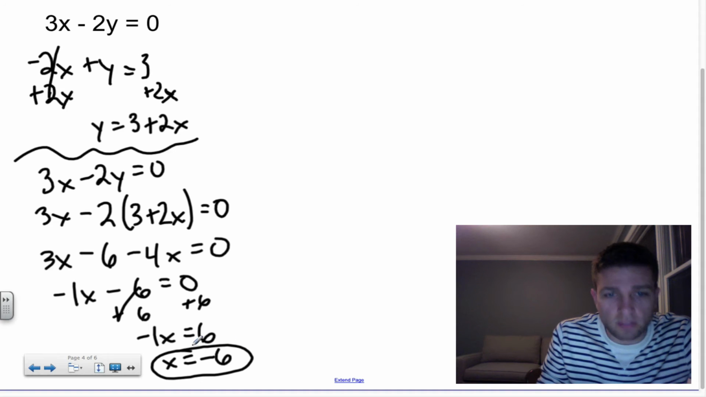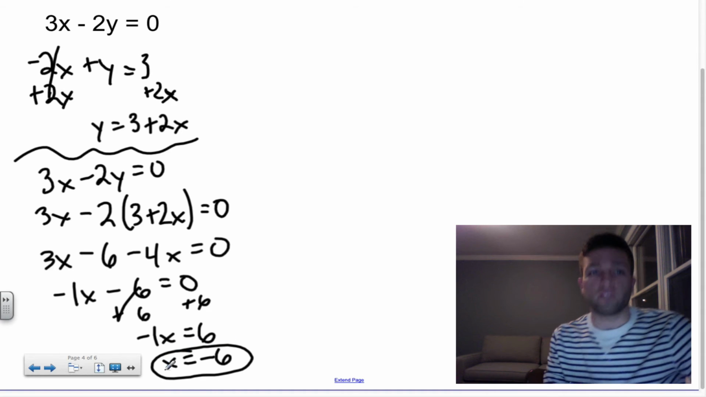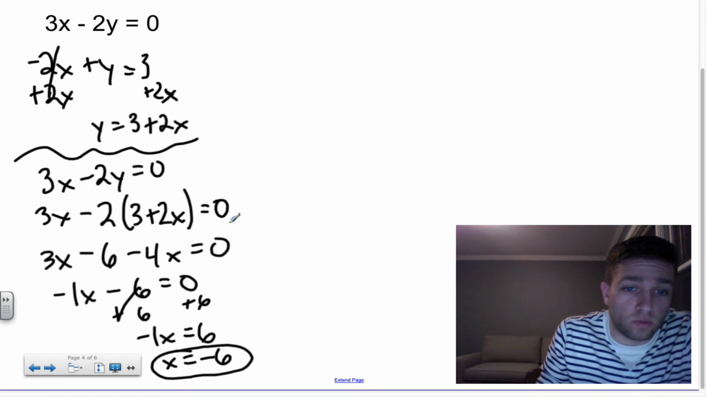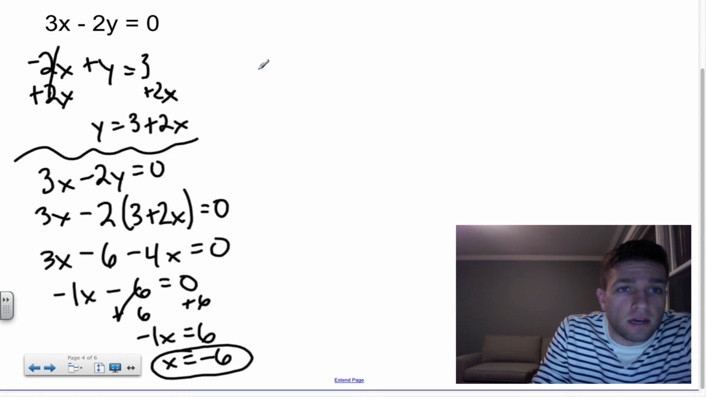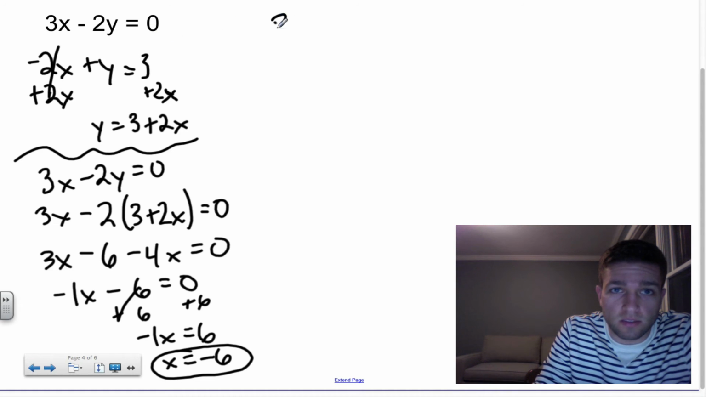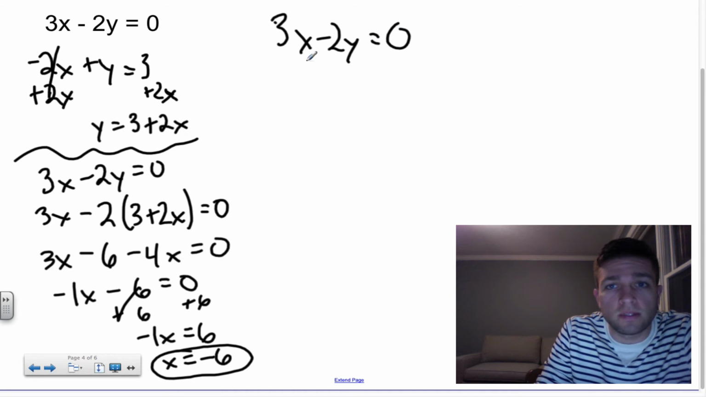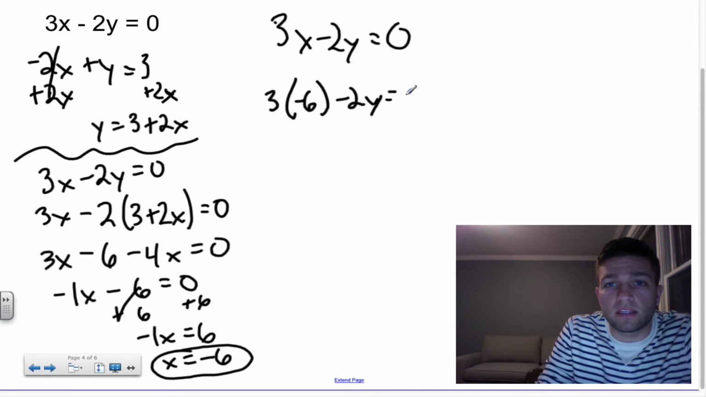And if you solve this correctly and got all the way to the end, hopefully you got x equals negative 6. And then to solve for y, I'm going to plug that back into one of the equations. I'm just going to use this one because it's right here. So 3x minus 2y equals 0. Then x equals negative 6. So 3 times negative 6 minus 2y equals 0.